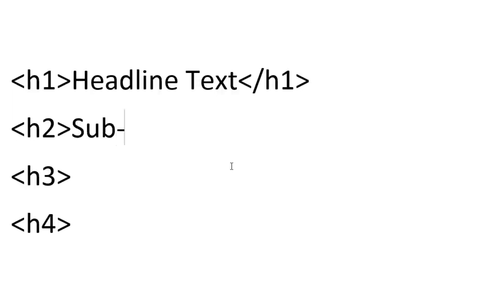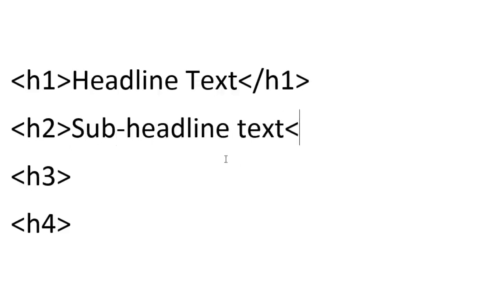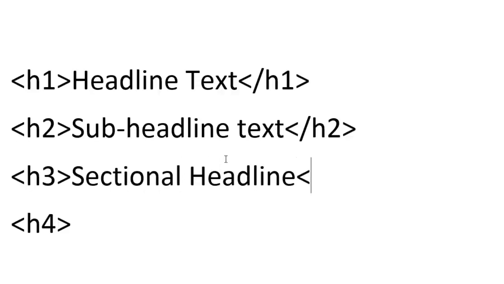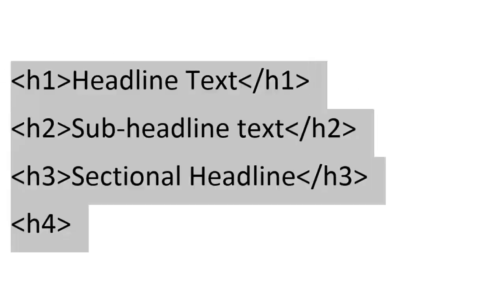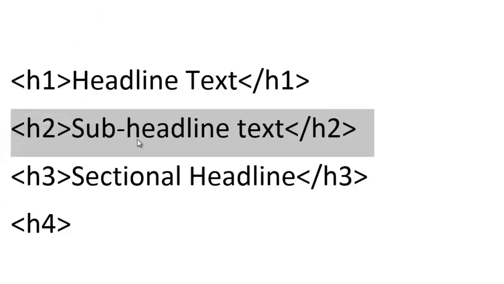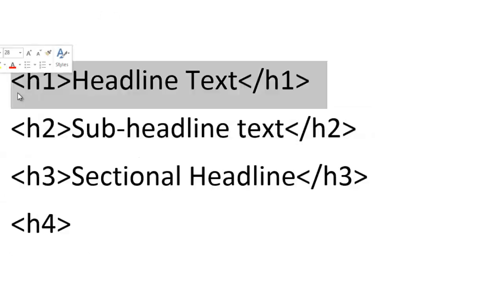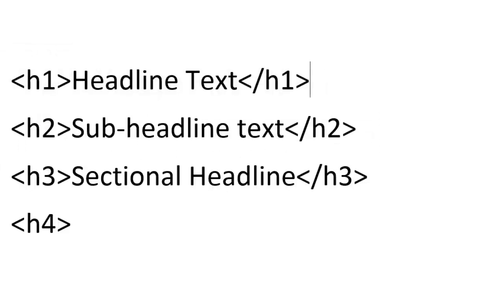This could be something like a sub-headline text, and then we can close that off with /H2. And this could be something like a sectional headline, and we close it off in H3. So as the number gets bigger, the heading gets smaller, but it's still a headline. Now, when Google comes along, for example, and they read these headlines, they say, okay, this is a headline. This is a headline. This might be not as important as this headline. We don't know exactly, but that's what we've seen.